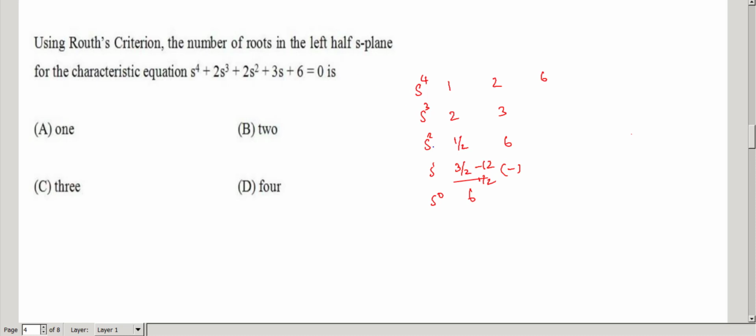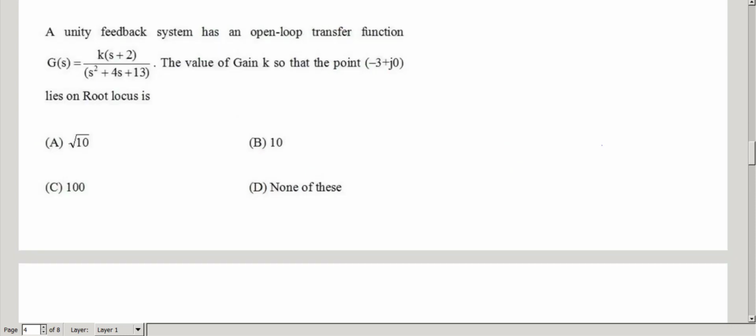One sign change, two sign changes. Okay, how many poles you have? 4 poles. So 2 poles in left half of S plane, 2 poles in right half of S plane. What he asked in the question, how many number of roots in left half of S plane is the 2. Answer is 2. Okay, let's see the next question. Next question, if you observe, a unity feedback system has an open loop transfer function.